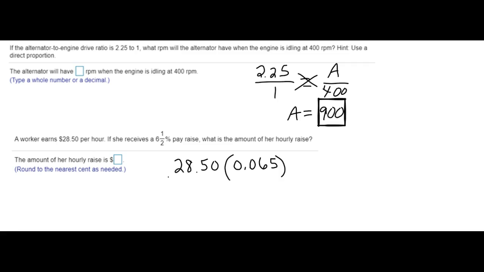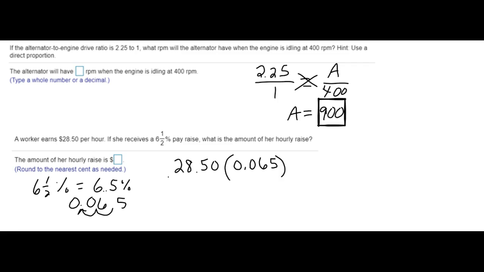0.065. Let me explain that. 6.5% is the same thing as 6 and 1/2 percent, because 1/2 is the same thing as 0.5. Converting 6.5% to a decimal, I'm going to move that decimal 2 places to the left, and then I put zeros for placeholders. So that's where I got the 0.065.